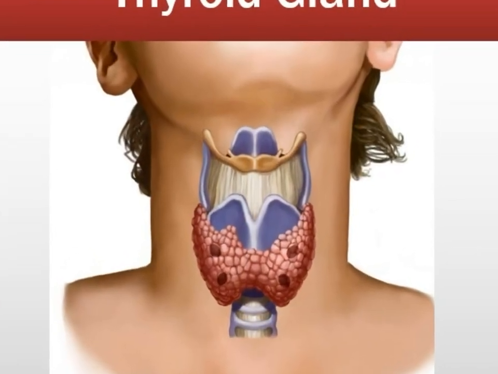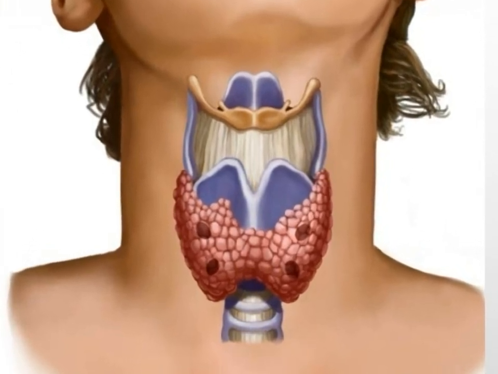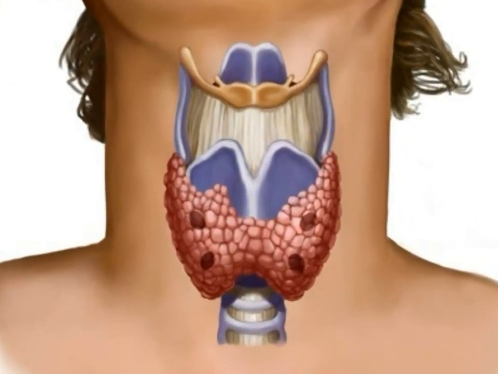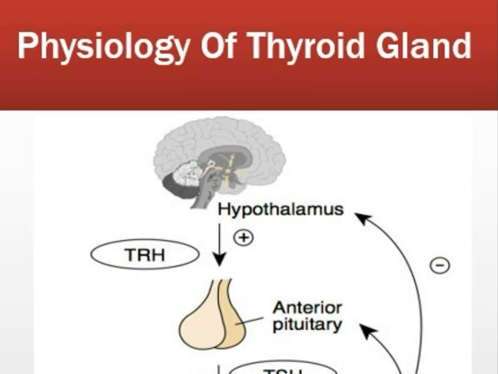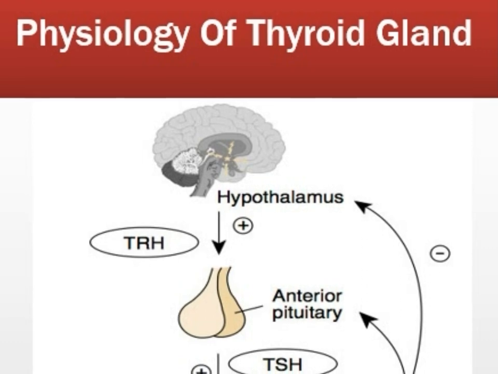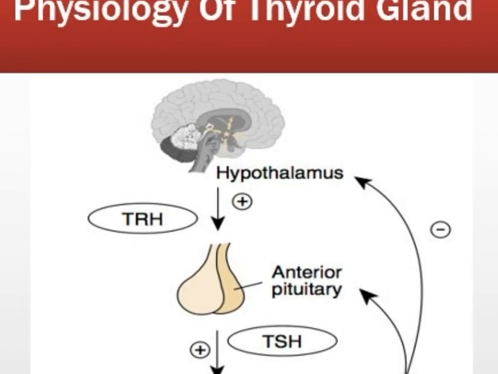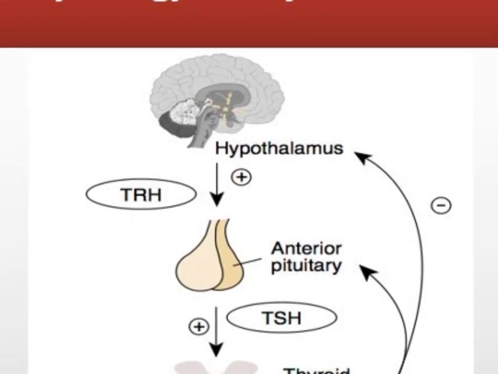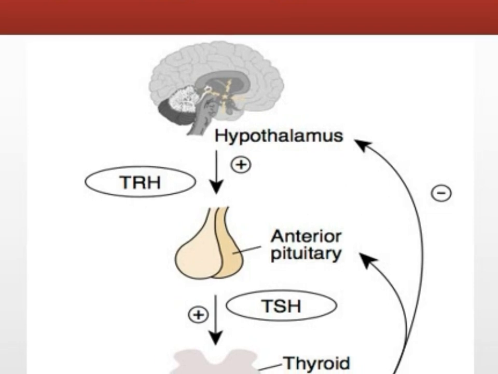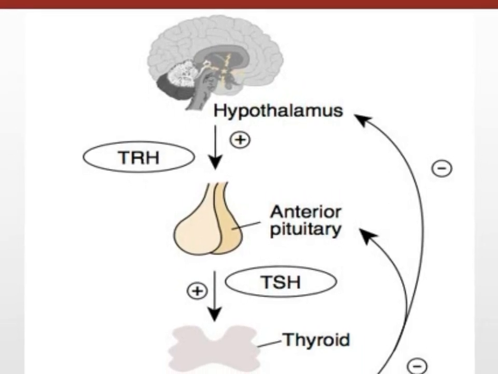Before discussing the pathophysiology of Graves disease, we must take a look at the normal physiology of thyroid gland. Thyroid gland is located in the neck region and releases the thyroid hormones. The activity of thyroid gland is under the influence of hypothalamo-pituitary axis present in the brain. Hypothalamus releases a hormone called thyrotropin releasing hormone or TRH. TRH stimulates the anterior pituitary gland to release thyroid stimulating hormone or TSH.